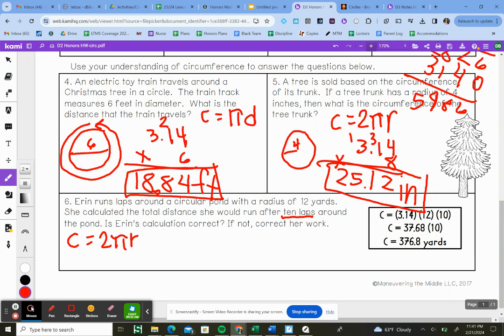So I'm just going to fix it by writing circumference would equal 3.14 times 24, because the diameter is 24, times 10. That would get you the right answer. All right, so fix your mistakes in red pen, put that away, and then take out your notebook for the warm-up.